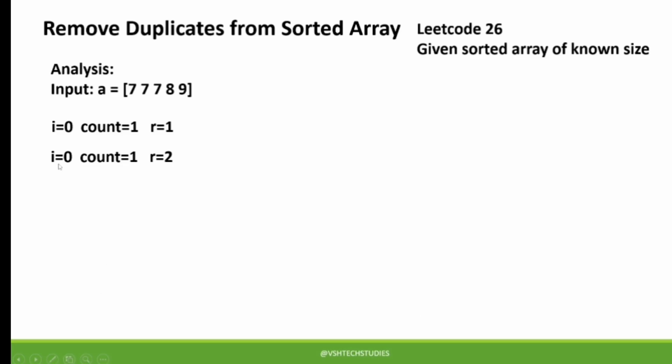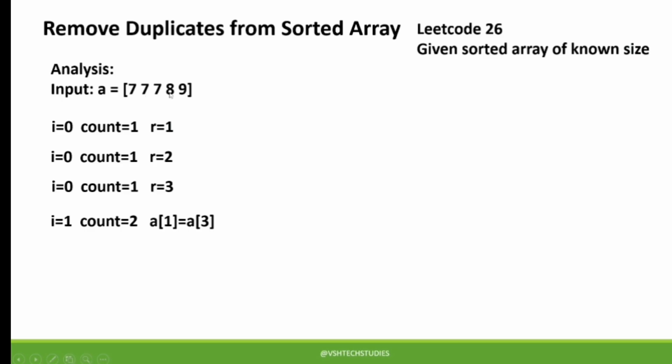I is 0. So count is 1. R is incremented. R was 1 here. Because these two are same, R is incremented. Again, these two are same, R is incremented. So R is made 3. Because these two are different, so now I is incremented. So I is made 1, from 0 to 1.